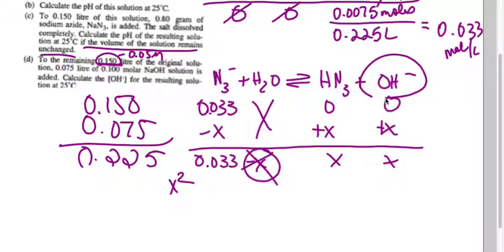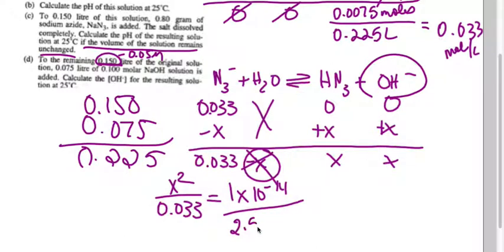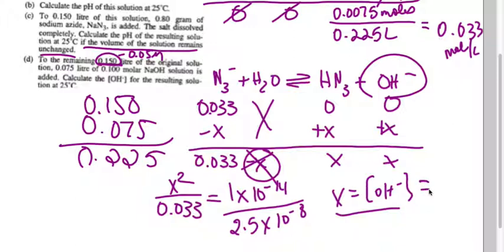A KB. Again, every time we do a hydrolysis problem, we got to do that flip. X squared over 0.033 is equal to 1 times 10 to the negative 14th divided by 2.5 times 10 to the negative 8th, which is the KA of the HN3. X, which is equal to the OH minus. Please continue to write this to get your AP point.